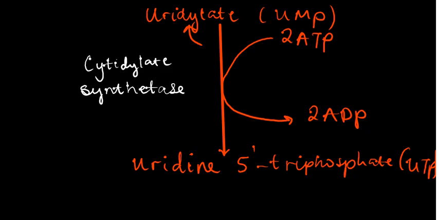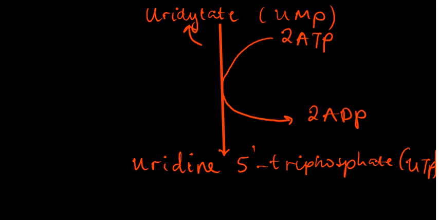So it gets phosphorylated in order to form UTP. Alright, so the enzyme that's involved is a kinase. A kinase enzyme is the one that enables the phosphorylation to take place.